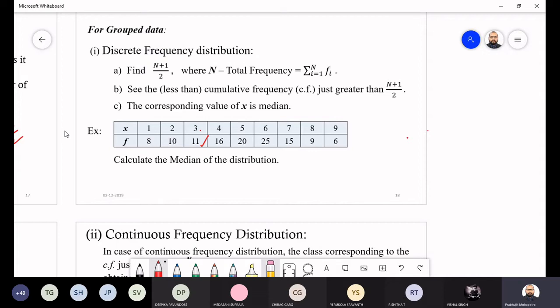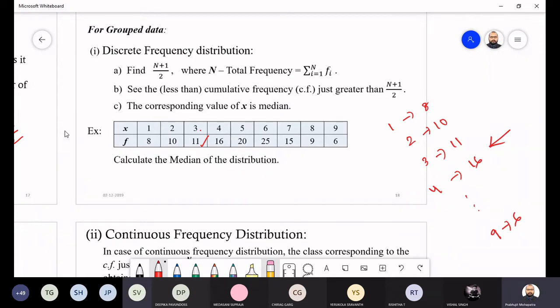How to find the middle position? Do you have any idea? One data is repeating 8 times, another 10 times, another 11 times, another 16 times, like that. So how do we find the middle position?